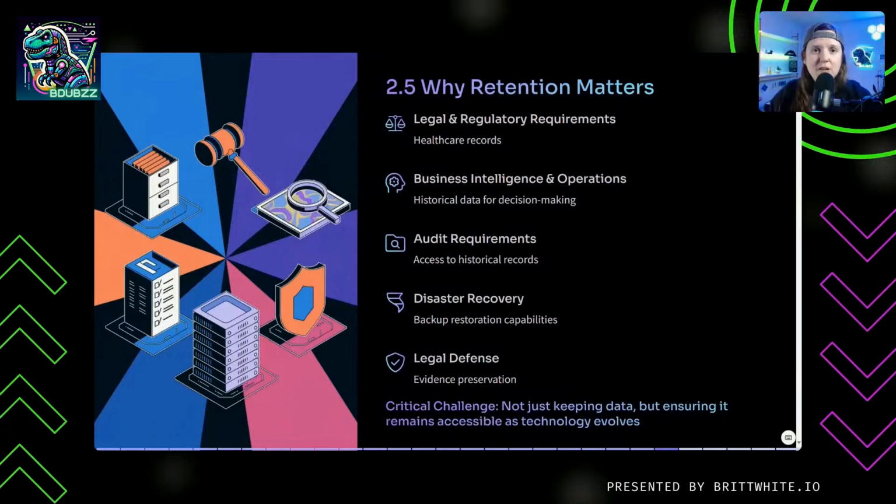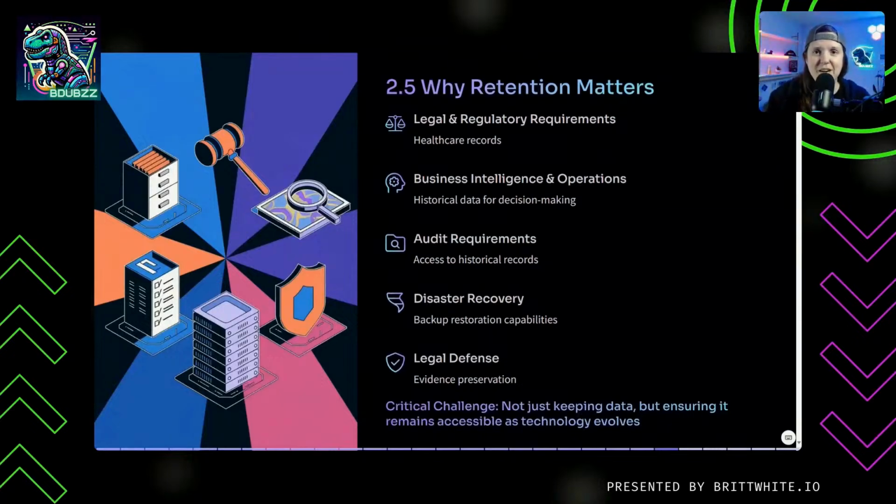And finally, consider legal defense. In a lawsuit, you might need to provide evidence from systems that are several years old. Having properly retained records is not enough. You need to also maintain the ability to access and verify those records, even as technology evolves. Effective retention policies must consider not just how long to keep the data, but also how to ensure it remains accessible as technology evolves and changes.